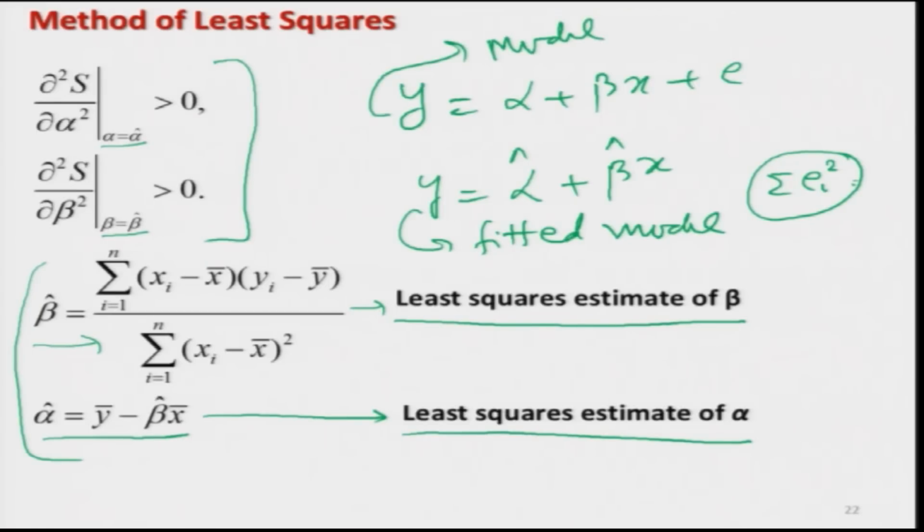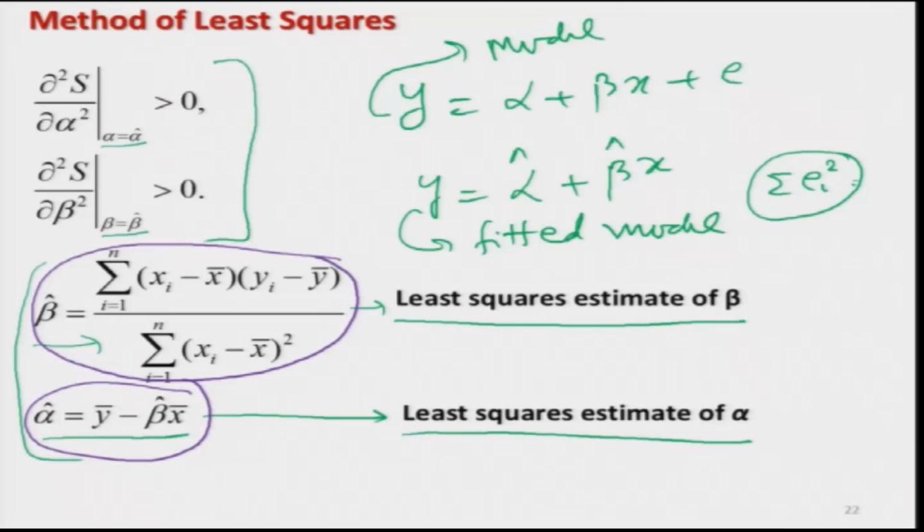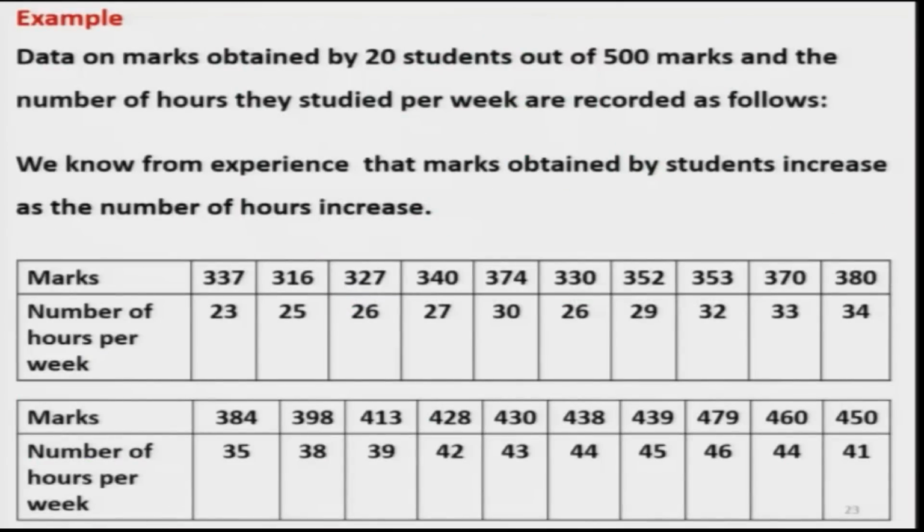Now we compute the values of beta hat and alpha hat on the basis of the given sample of data, using the example that we were considering earlier. You can see here that marks is y, and the number of hours per week is x. This is the value of y1, this is the value of x1, this is the value of x2, this is the value of y2, and so on. This is the whole data set.